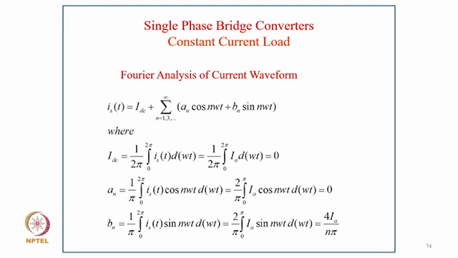So Is equal to IDC plus sum over n equal to 1, 3 to infinity in bracket an cos n omega t plus bn sin n omega t, where IDC equal to 1 upon 2 pi integral 0 to 2 pi of Is d omega t, that is equal to 0, and an equal to 1 upon pi integral of Is cos n omega t d omega t, that is equal to 0, and bn equal to 1 upon pi integral of Is sin n omega t d omega t, so that is 2 upon pi integral 0 to pi of Ia sin n omega t d omega t, that becomes 4 Ia upon n pi.